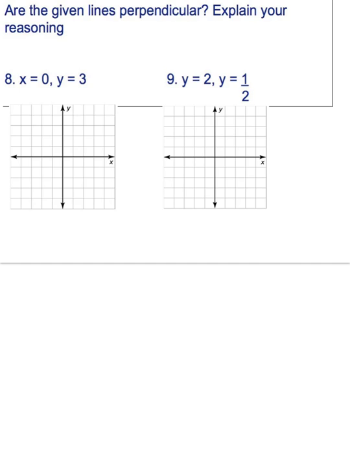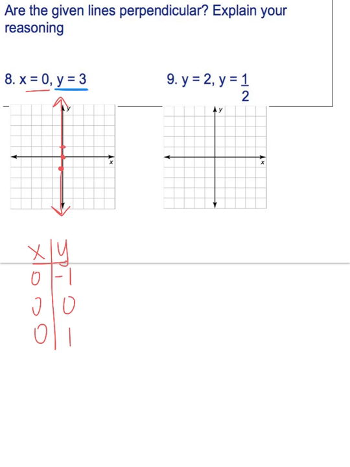So let's try these ones. Are these given lines perpendicular? And explain your reasoning. For this first one, I have x equals 0 and y equals 3. Just like before, I'm going to start off by making my table of x and y. With x equals 0, I'm just going to fill in 0 all the way down, and negative 1, 0, and 1 for y. And I'm going to go ahead and graph this. So there's my first line.